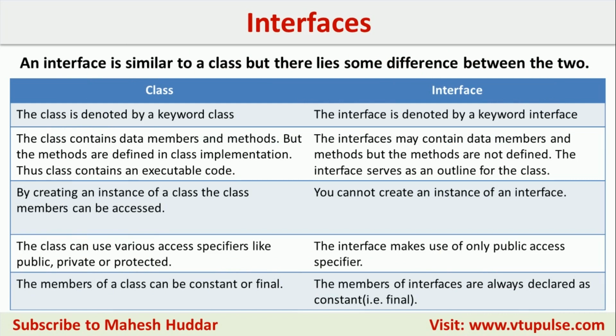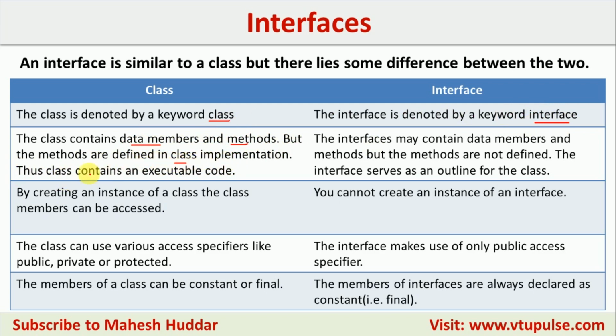Interface is similar to a class, but there lie some differences between the class and interface. So class is created with the help of keyword class, and interface is created with the help of interface keyword. So that is the first and foremost difference here. Second is the class contains data members and methods, but the methods are defined in the class. That is, whatever the methods we have, all those methods are defined within the class.